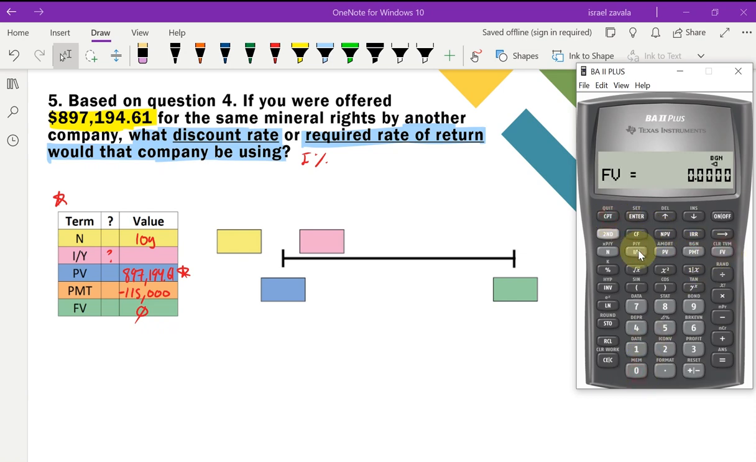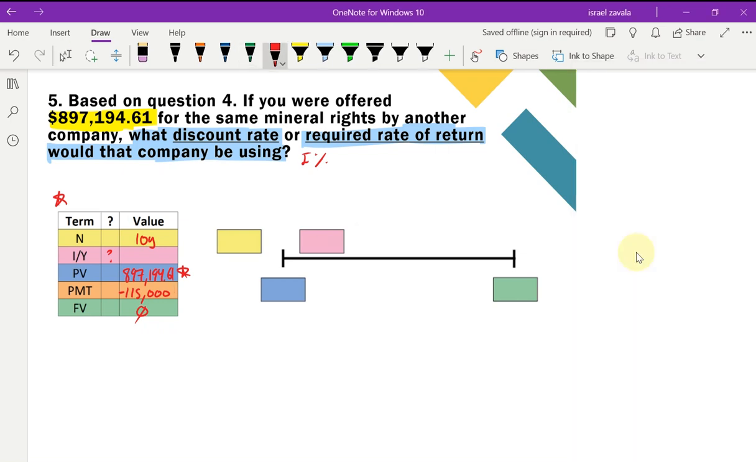We're going to compute the interest rate. And of course, no, we're going to error. One of them has to be negative. And we're going to make 115,000, this payment stream, negative. Okay, payments. We're going to compute the interest rate. So they are using a discount rate of 6%.